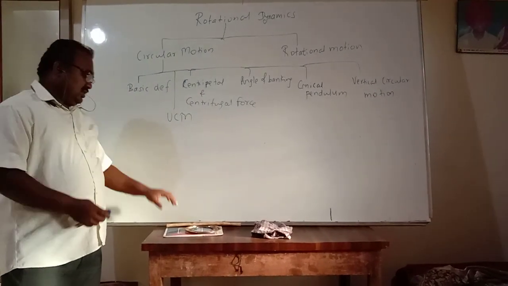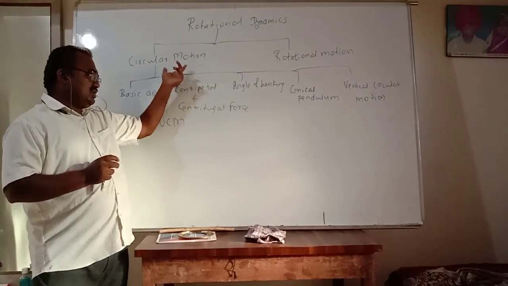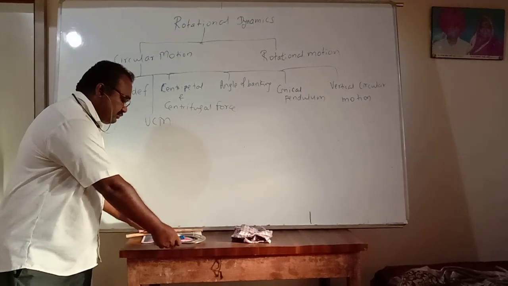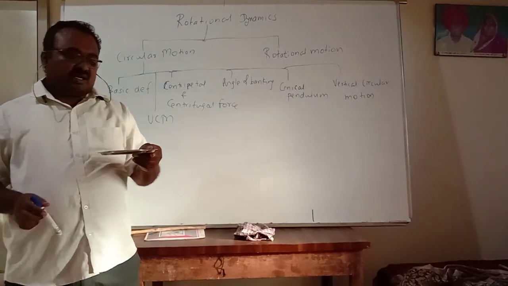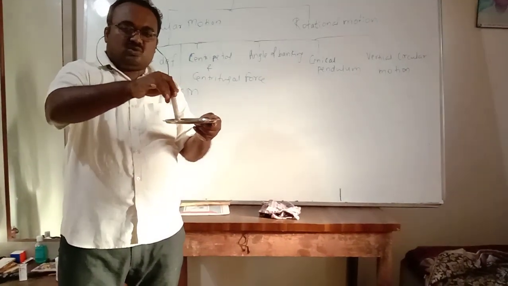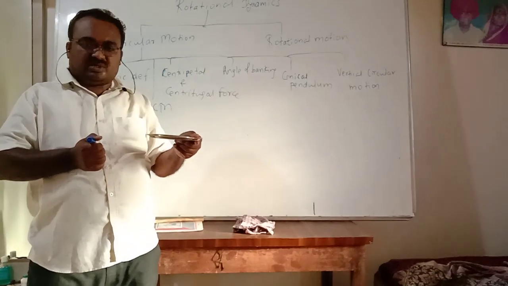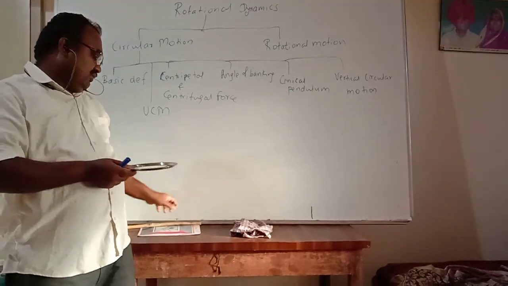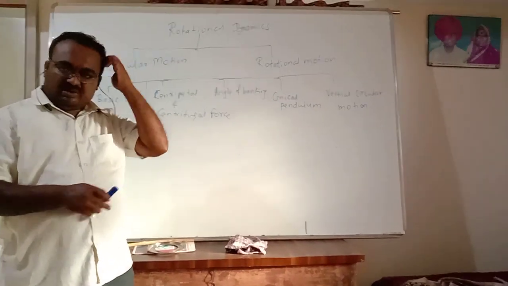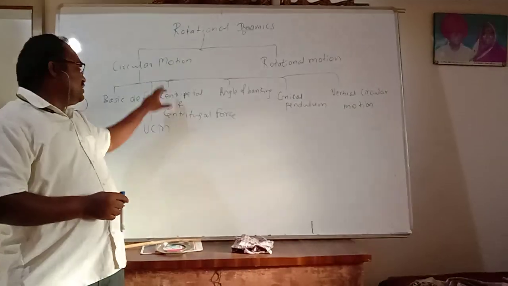So first we will see what is the difference between circular motion and rotational motion. Circular motion means, suppose this is the circle, and motion of the particle along the circumference of a circle is called circular motion. For example, when you go for running practice on the ground and travel along the running track, this is an example of circular motion.